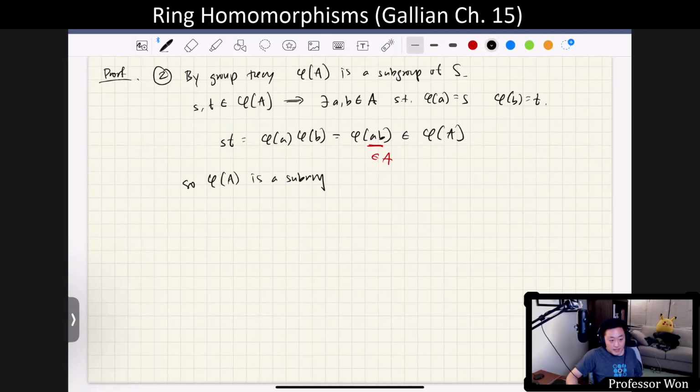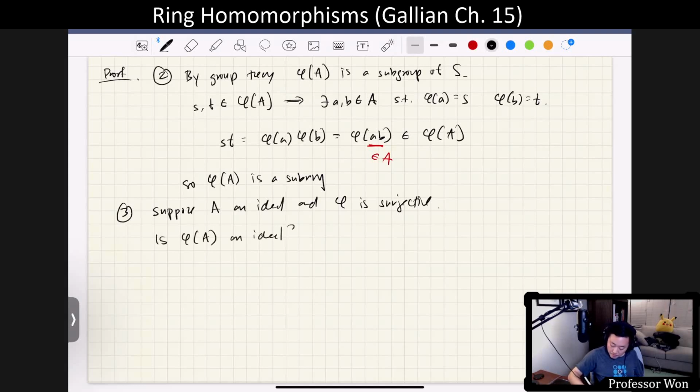Okay. 3 says, well, if A is more than just a subring, if it's actually an ideal, and phi is surjective, then phi of A is an ideal, right? So 3, suppose that A is actually an ideal and phi is surjective. Okay, so we know that phi of A is already a subring, so we just need to check that phi of A absorbs multiplication from every element of S, right? So is phi of A an ideal? I'm going to use s for an arbitrary element in S. So let's choose some phi of a in phi of A, choose an arbitrary element, and let's choose an arbitrary element s in S. I would like to know whether s times phi of a ends up back inside of phi of A. Does phi of A absorb multiplication from elements of S?